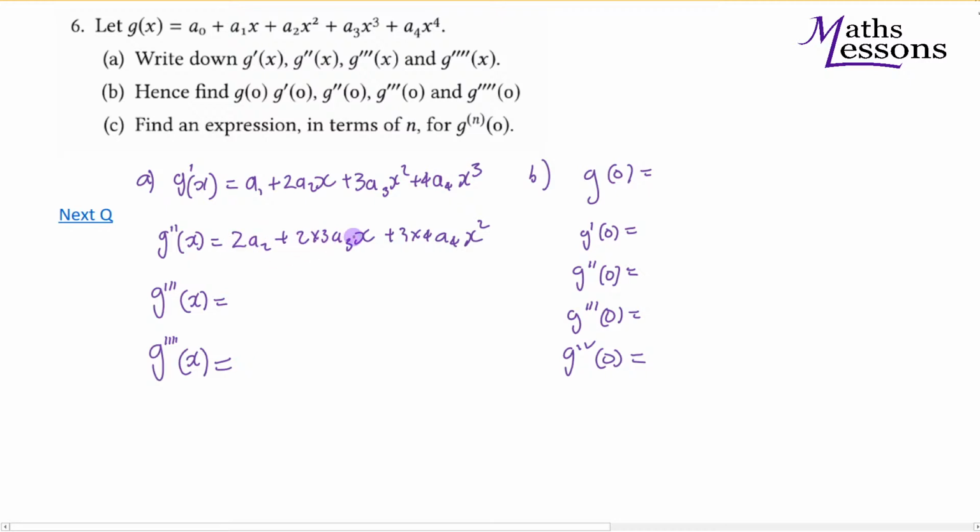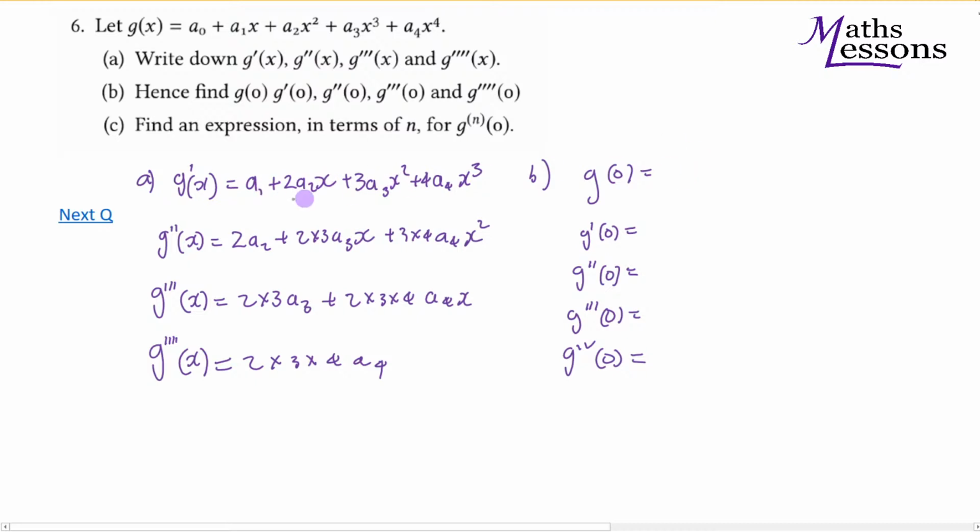Differentiate this, it will disappear, so I'm just left with 2 times 3a3 plus, times this by 2, 2 times 3 times 4, a4 x, and then differentiate this, it's all numbers, that will go, so I'm just left with 2 times 3 times 4, a4.